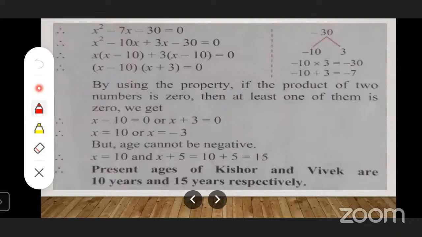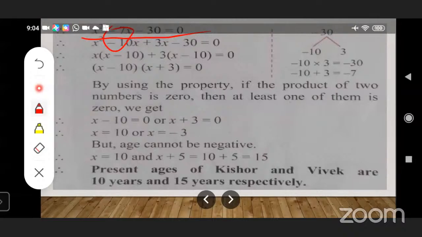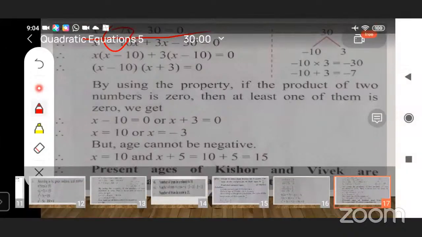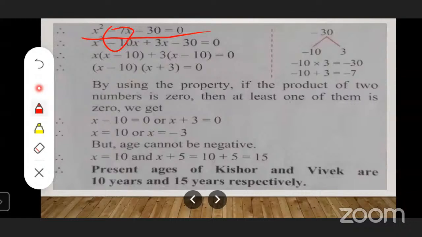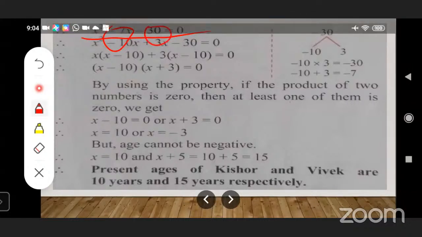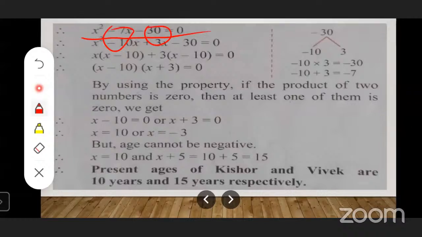So what you are getting in this step is x square minus 7x minus 30 is equal to 0. Now see, what is the middle term? Minus 7, yes. What is the last term? Minus 30, right? Now, how will you solve this quadratic equation? By two methods. We are not going to use the completing square method because this particular method has been omitted for this particular year, right? So we are going to use only two methods. Which two methods? Formula method or factorization method.